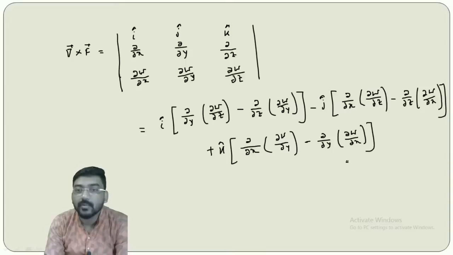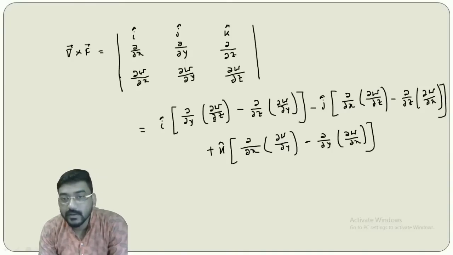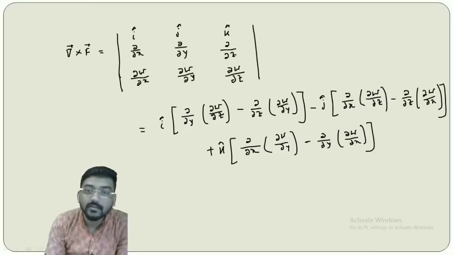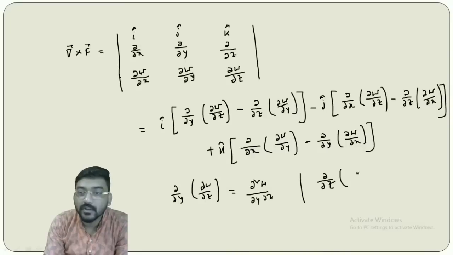So this will be curl of f. Now, if you assume that the order of differentiation is the same, what this means is that del y of del w by del z is equal to del 2w by del y del z. Similarly, del z of del w by del y will be del 2w by del z del y.